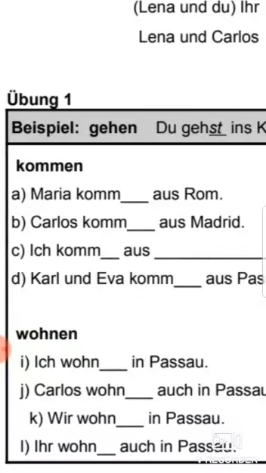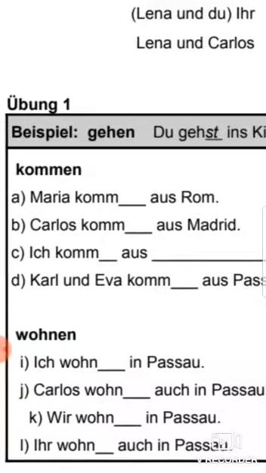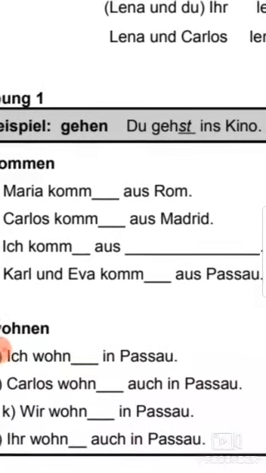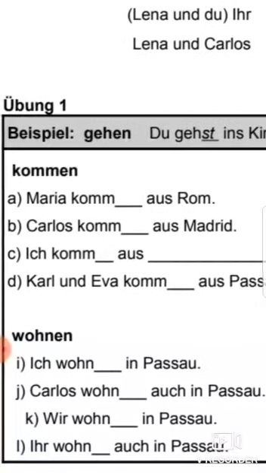Lass uns diese Beispiele tun. Übung 1. Example 1. So, let us do this example. Tun is do. Beispiel is example. So, gehen is to go. Du gehst ins Kino. You go to the movies.